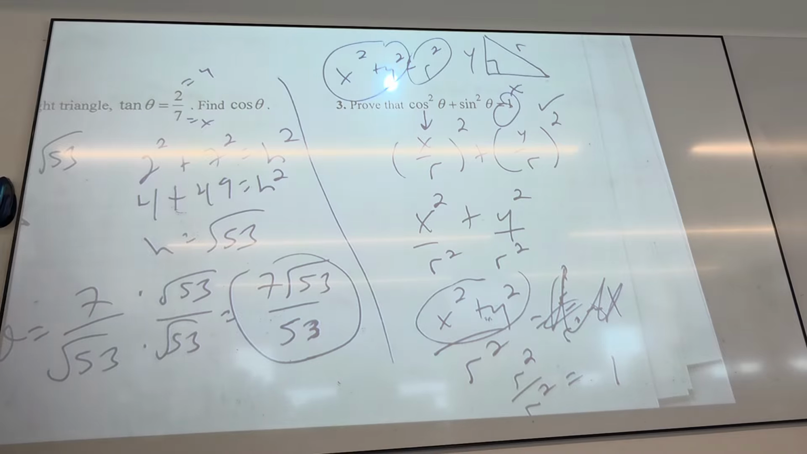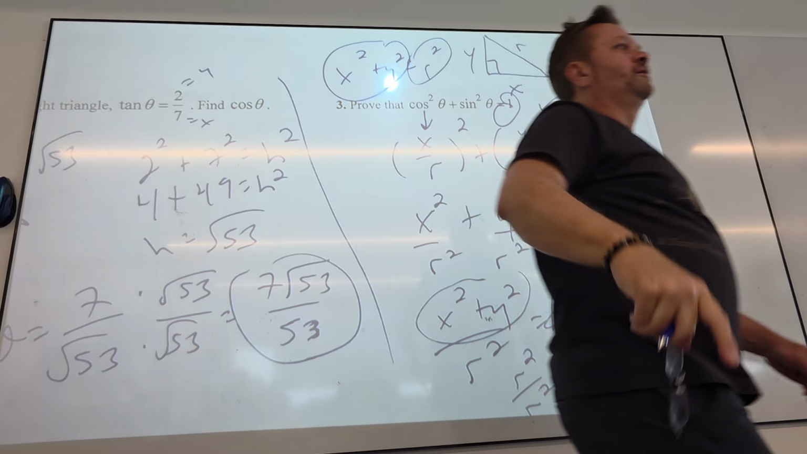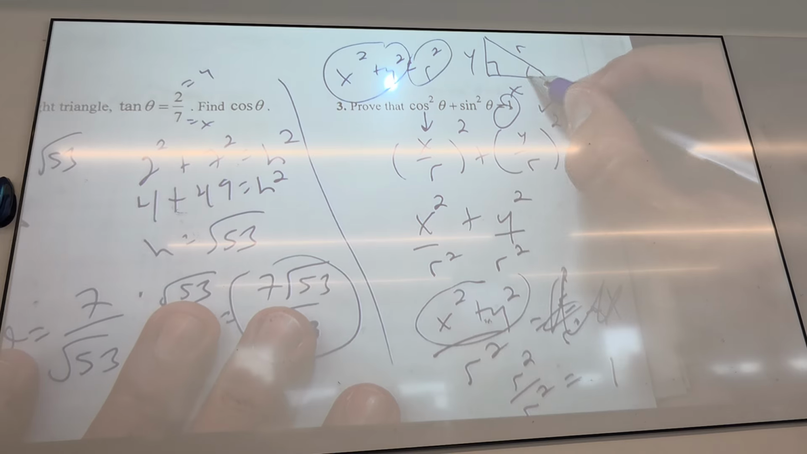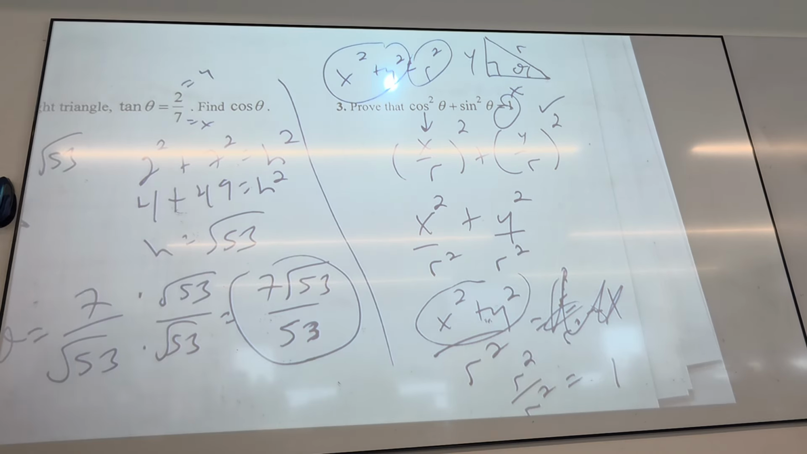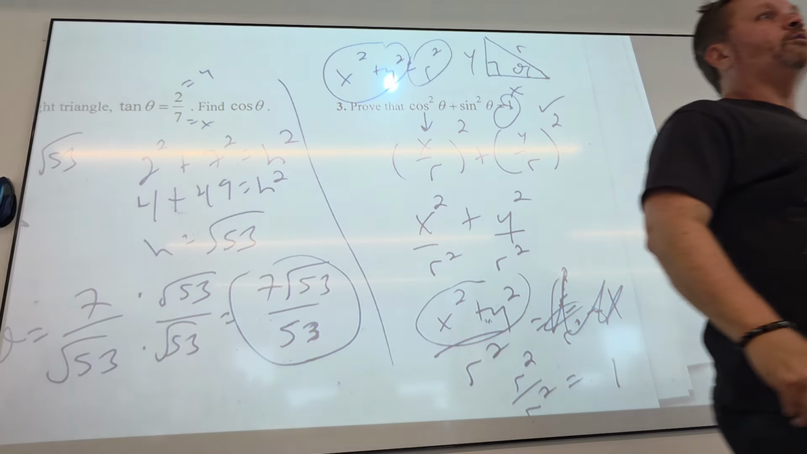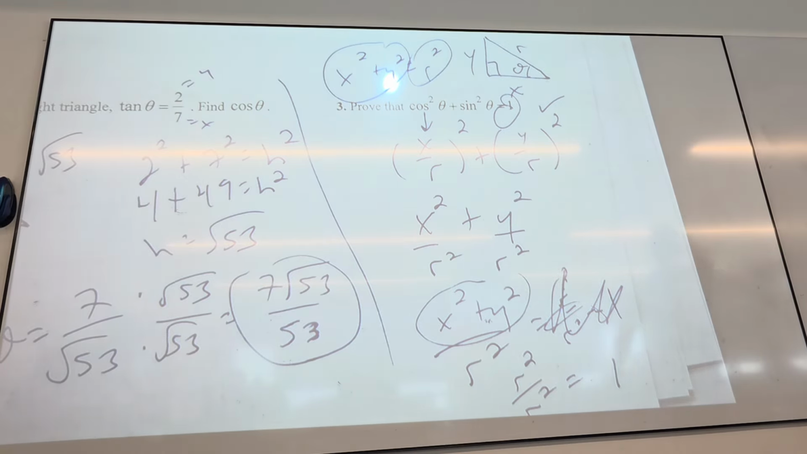That is true for what angles? You can do it. Did I have to draw my triangle this way? All I need is a right triangle. Yes, that's all I need. So what angles does it work for? Every angle. That is always true. It is always true that cosine squared theta plus sine squared theta equals 1.